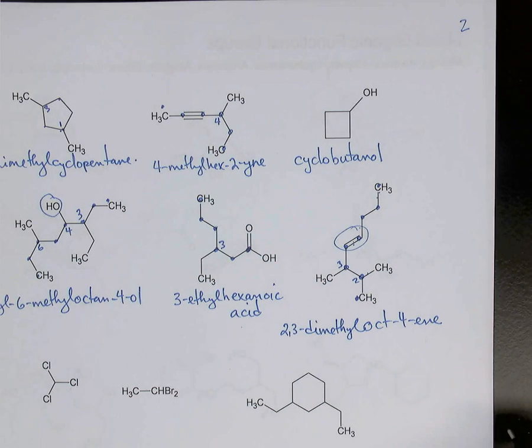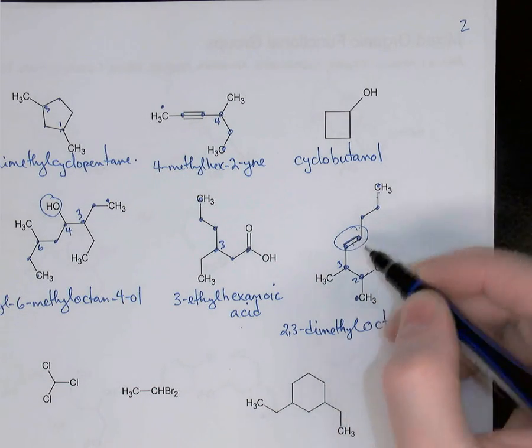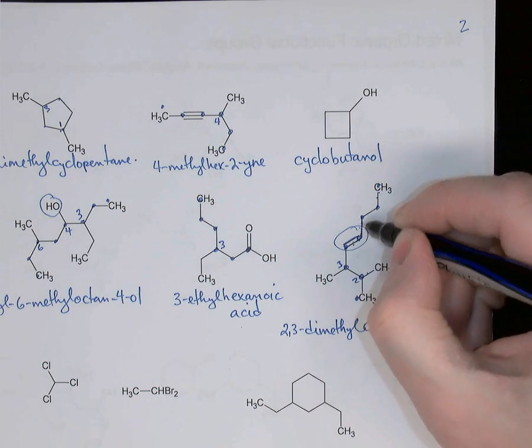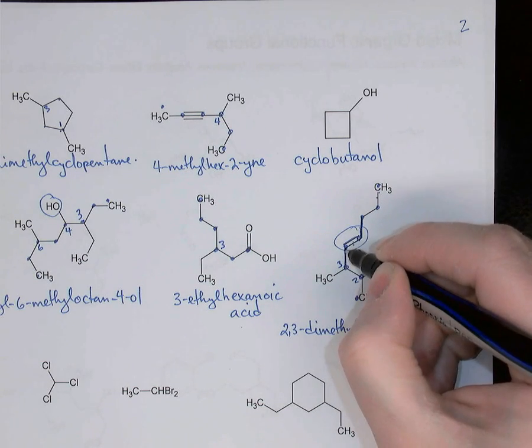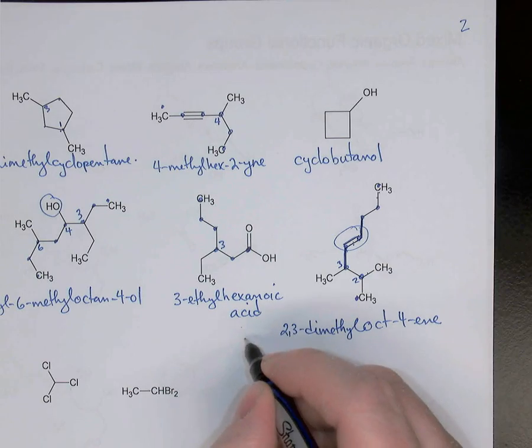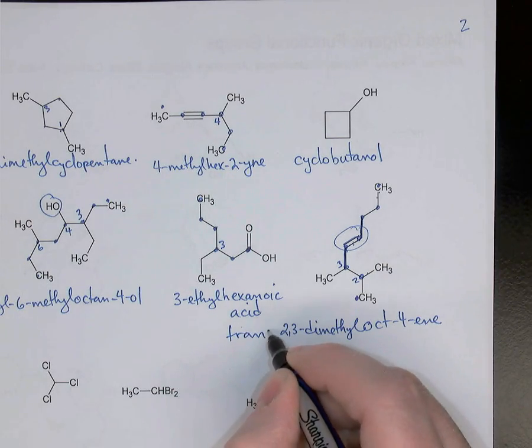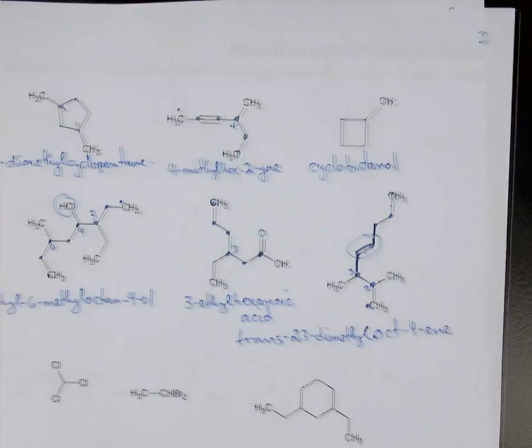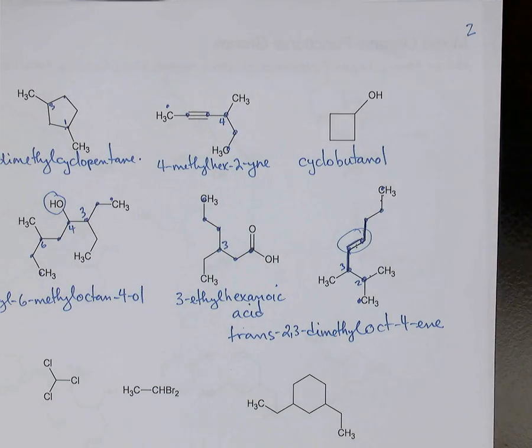And then looking at that double bond, we notice one branch comes up, the other branch comes down, so therefore they're on opposite sides of the double bond. This is trans-2,3-dimethyl oct-4-ene.